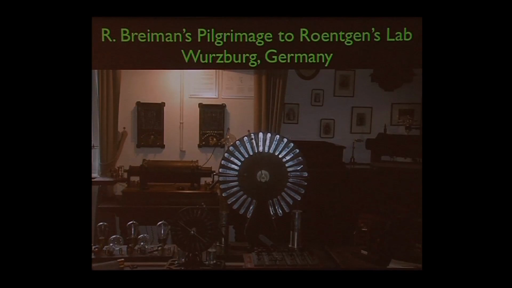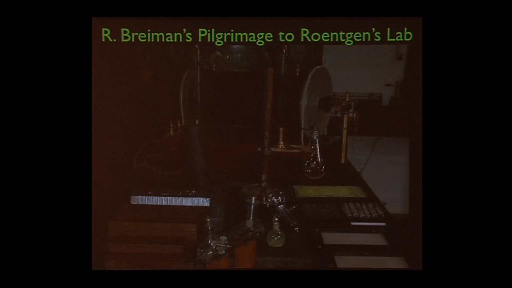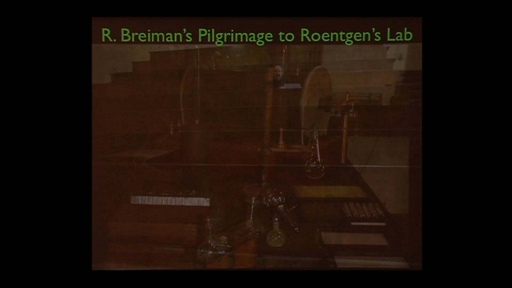I made a pilgrimage to his lab in Würzburg in 2008. So for me, it was the holy grail to be there. It's a very small lab, much smaller than this room, half the size of this room, where he had all sorts of equipment. And these are some of the cathode ray tubes that I was telling you about. These are glass tubes that have some of the gas evacuated, and then the electron beam goes through.